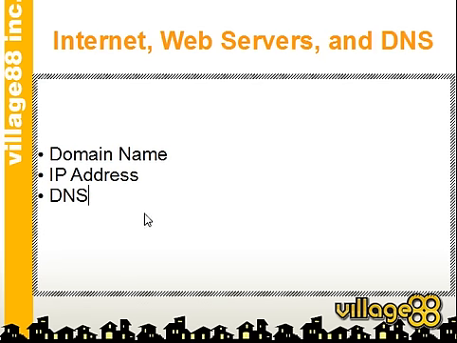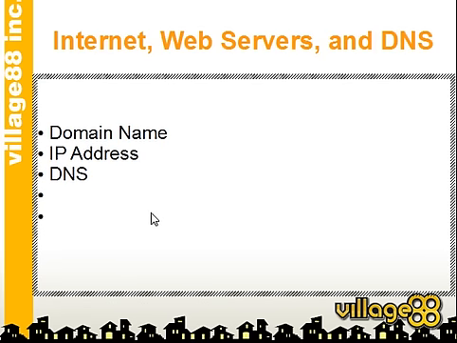So let's say you type in a domain name in the browser of your choice. Let's say you open Google Chrome and you type in www.village88.com as the domain name. Now, first thing that happens is the internet looks up what's called a DNS, which basically stands for domain name space, and it finds out which computer is hosting information for village88.com.